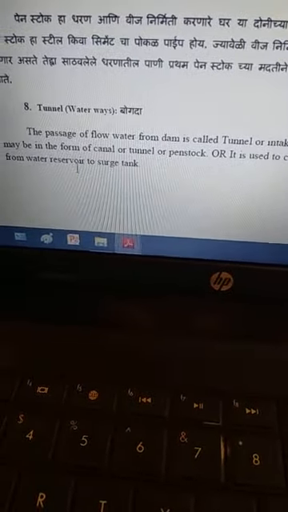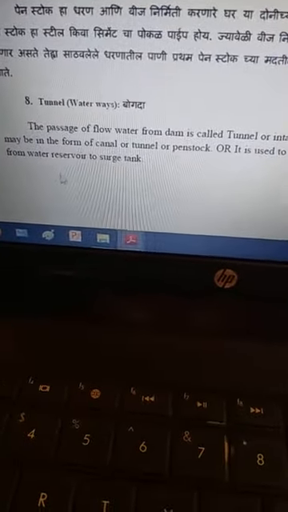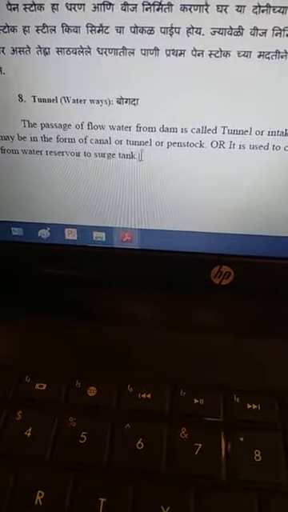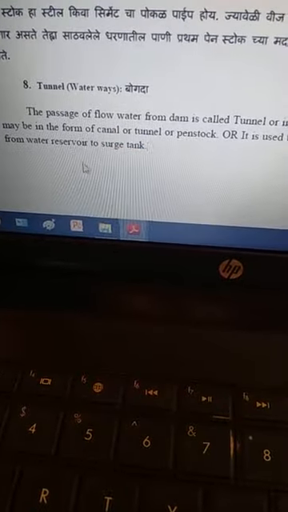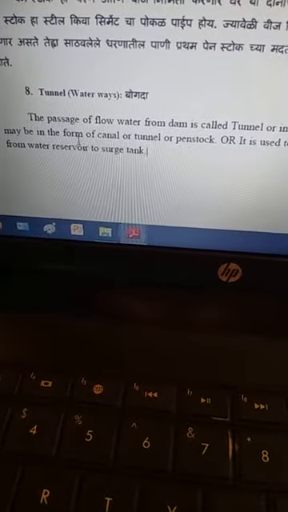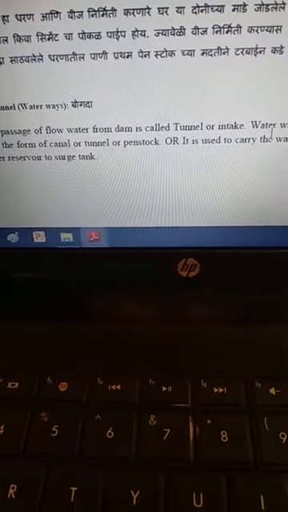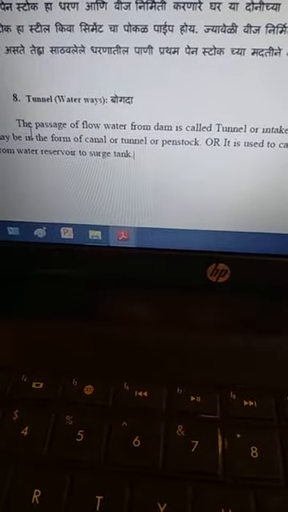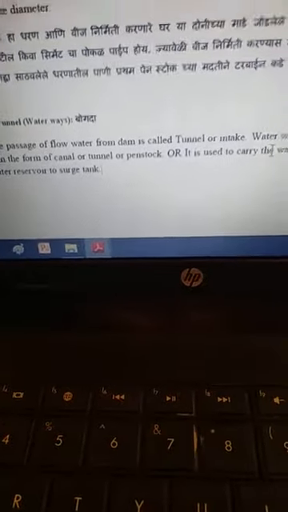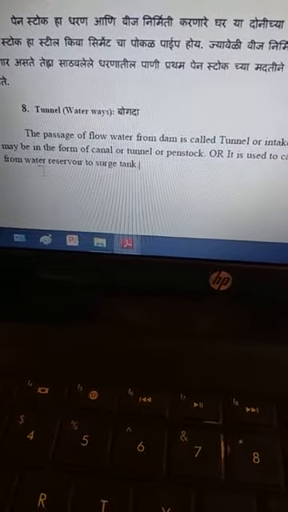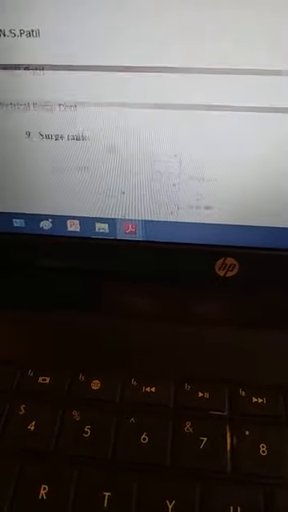So this tunnel is also used to carry the water from the water reservoir to the surge tank. Here comes one more name, the surge tank. I will tell you what the function of the surge tank is. First you see here the tunnel. It is the passage for the flow of water from the dam, also called the intake. It allows the passage of water from the dam to the turbine. So waterways may be in the form of a canal, tunnel, or penstock. Okay, let us move on to the surge tank.